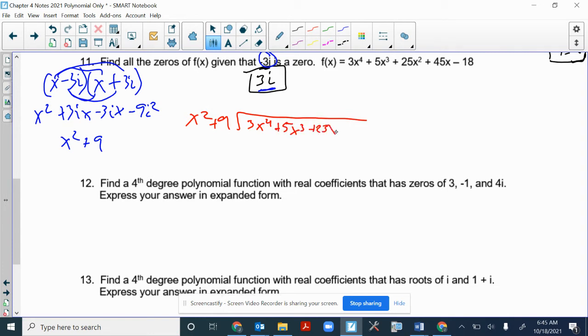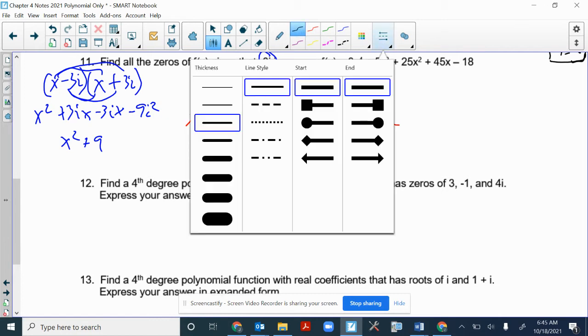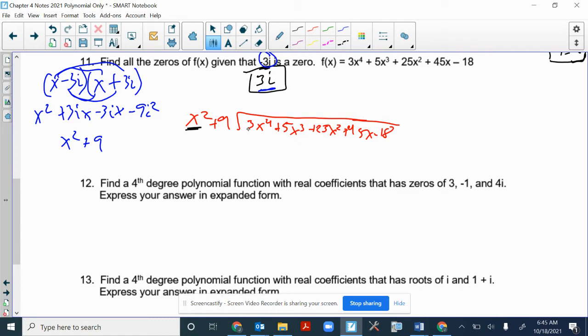Let me just continue. Probably don't have enough room underneath, but that's okay. So now I need to think, what do I need to multiply x squared by to get 3x to the fourth? And you should hopefully say 3x squared, right? So we multiply it out, 3x to the fourth plus 27x squared. You'll notice I line up my x squareds and my x to the fourths vertically, because I'm going to subtract, and so I can only combine like terms.